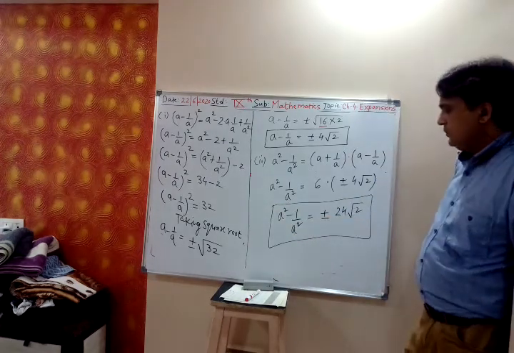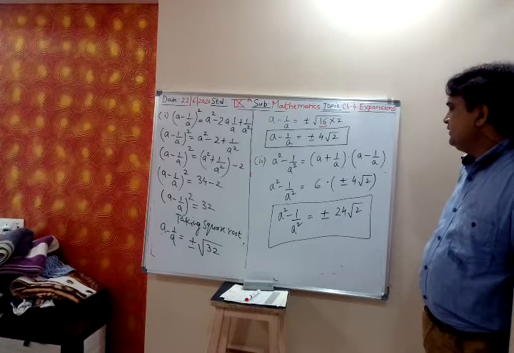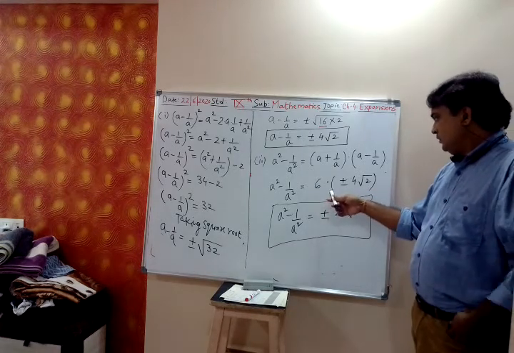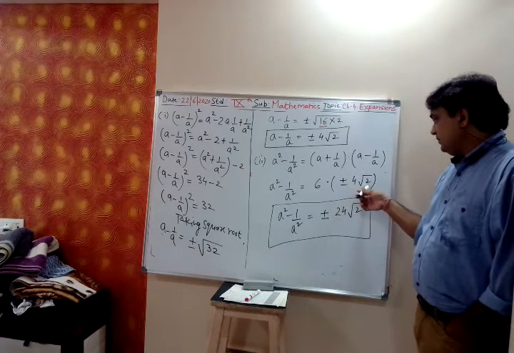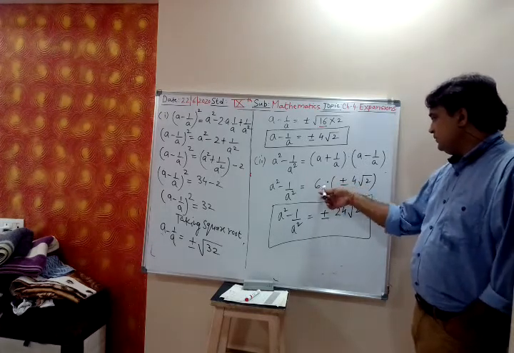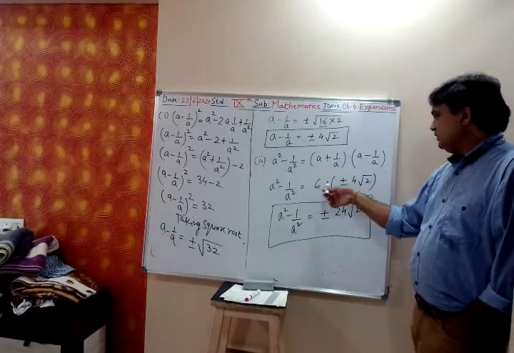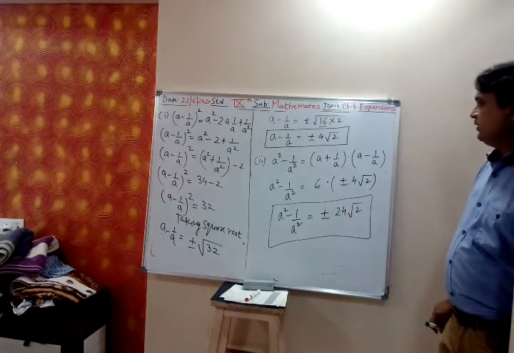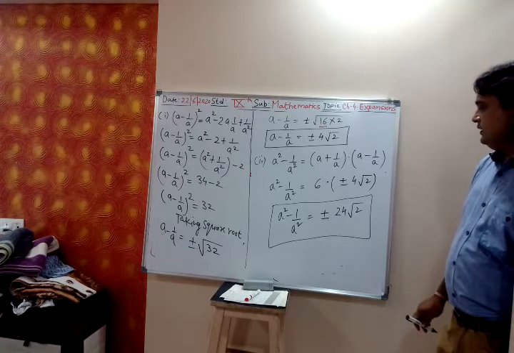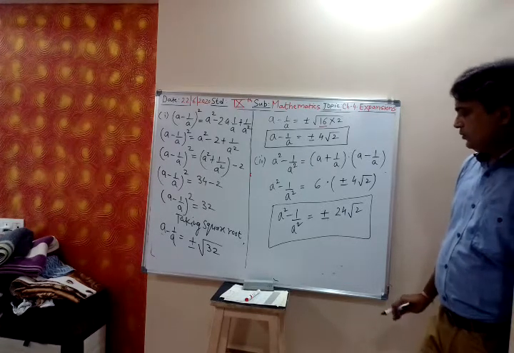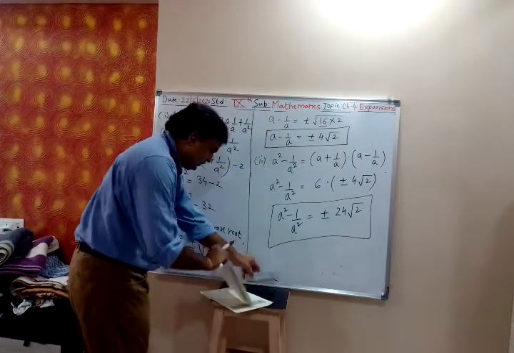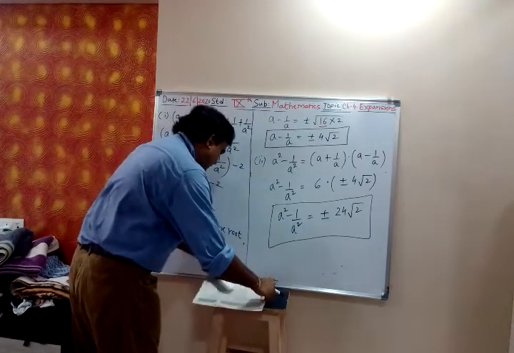A square minus 1 upon a square is plus minus. Inside root we don't multiply. We multiply the numbers, 6 into 4, 24. Root 2. So answer is plus minus 24 root 2.